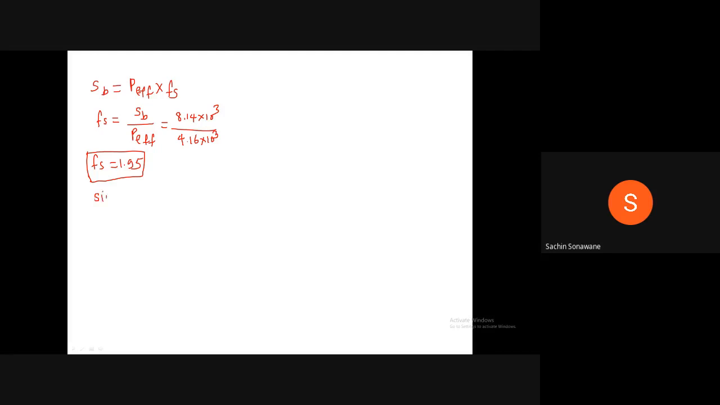Therefore write down: since the new factor of safety FOS is greater than the earlier (given) factor of safety, the design is safe and module M is equal to 3 mm. Okay, we'll stop here. Thank you very much.